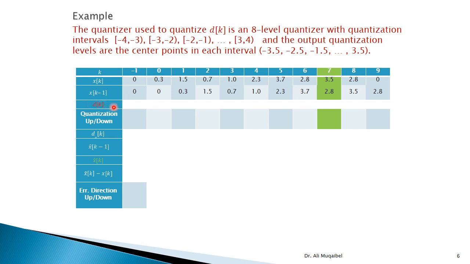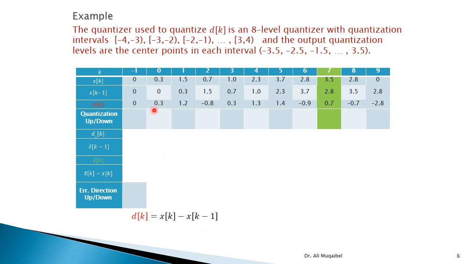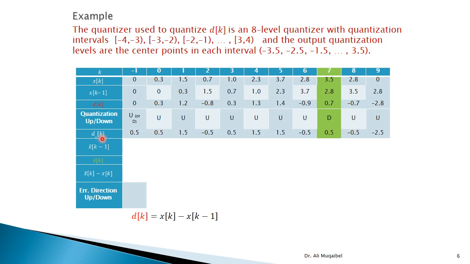If you want to find the difference between the two, we just subtract. So the subtraction result, according to this formula, would be 0.3, 1.2, and 0.7 minus 1.5 is minus 0.8, and so on. Now what is the quantization direction? What are the quantized values? The quantized value is the value in the center. For 0.3, the closest center level will be 0.5. 1.2 would be approximated to 1.5, minus 0.8 would be minus 0.5.